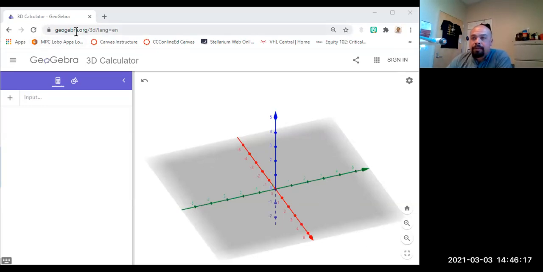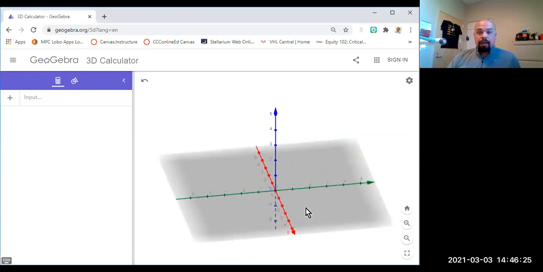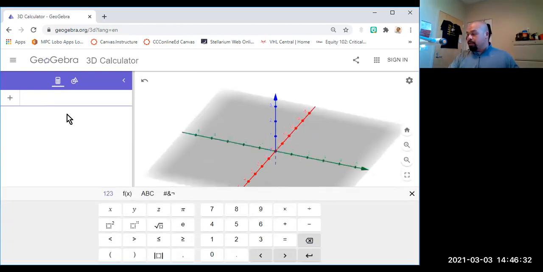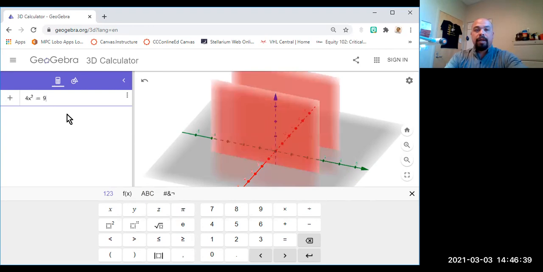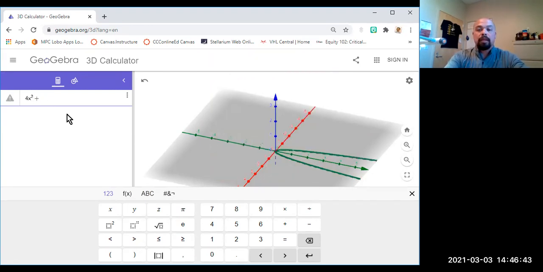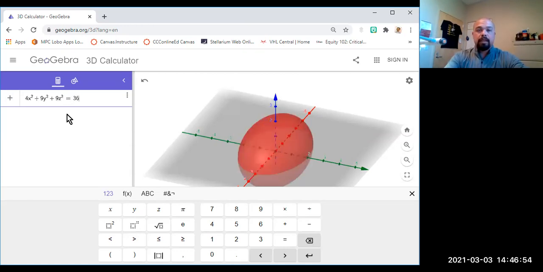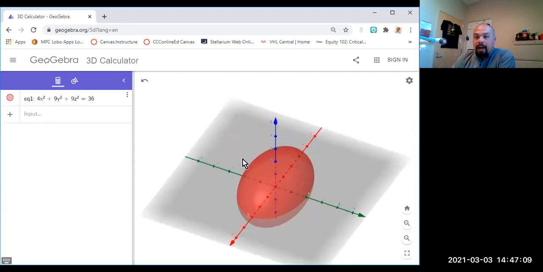But here we have GeoGebra.org, 3D graphing, and you may work with this in other courses. Keep track of what our axes are, where your x, y, and z are being represented. If I put in that original equation, 4x squared plus 9y squared plus 9z squared equals 36, or the standardized form, 1/9 x squared plus y squared over 4 plus z squared over 4 equals 1, it would be that same graph.